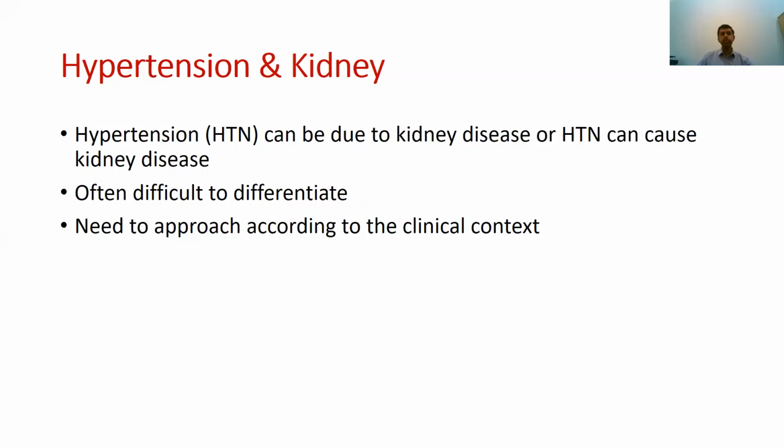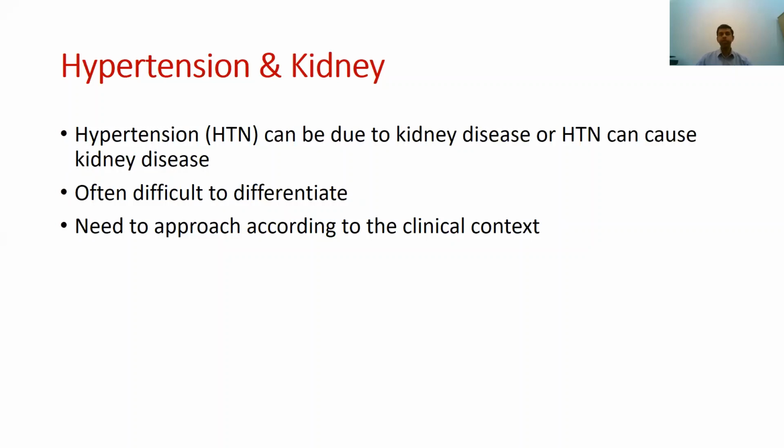So the next topic I want to touch is hypertension and the kidney. Now you know that hypertension can give rise to kidney disease. So if you have uncontrolled hypertension going on for a long time, that can damage the kidney. At the same time, it can happen the other way also. If you have a kidney problem because of kidney disease, you can develop hypertension as well.